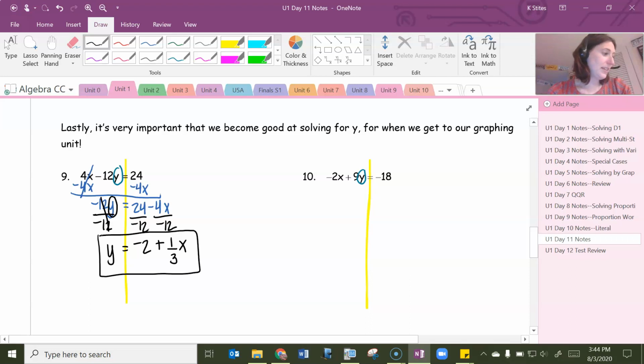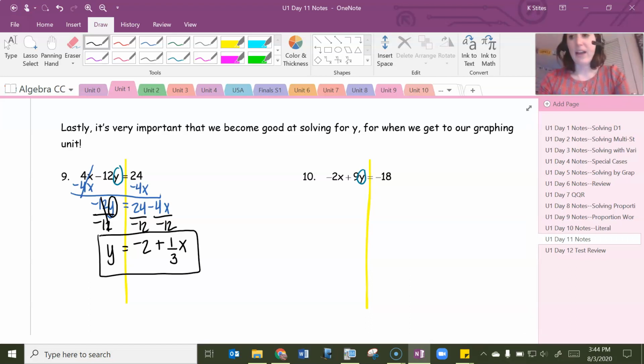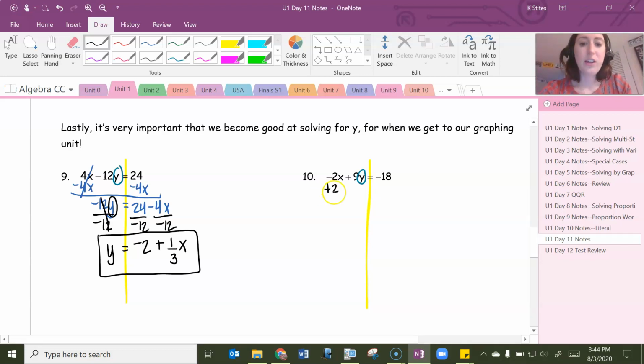All right, let's try this guy. Same pattern every time. Move your x, divide. Okay, so move your x first. We will add 2x. Bring down that 9y. Don't actually add it. Don't do it. Just rewrite it. One is a number, one is an x. Okay?